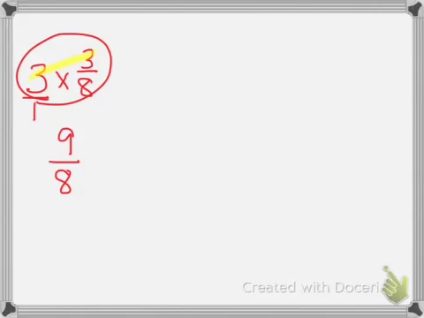So I'm going to ask myself, well, what fractional part? My denominator will tell me that. I'm doing eighths, so I know I'm going to have 1/8 to make it a unit. How many eighths do I have? I have 9. 9 times 1/8.